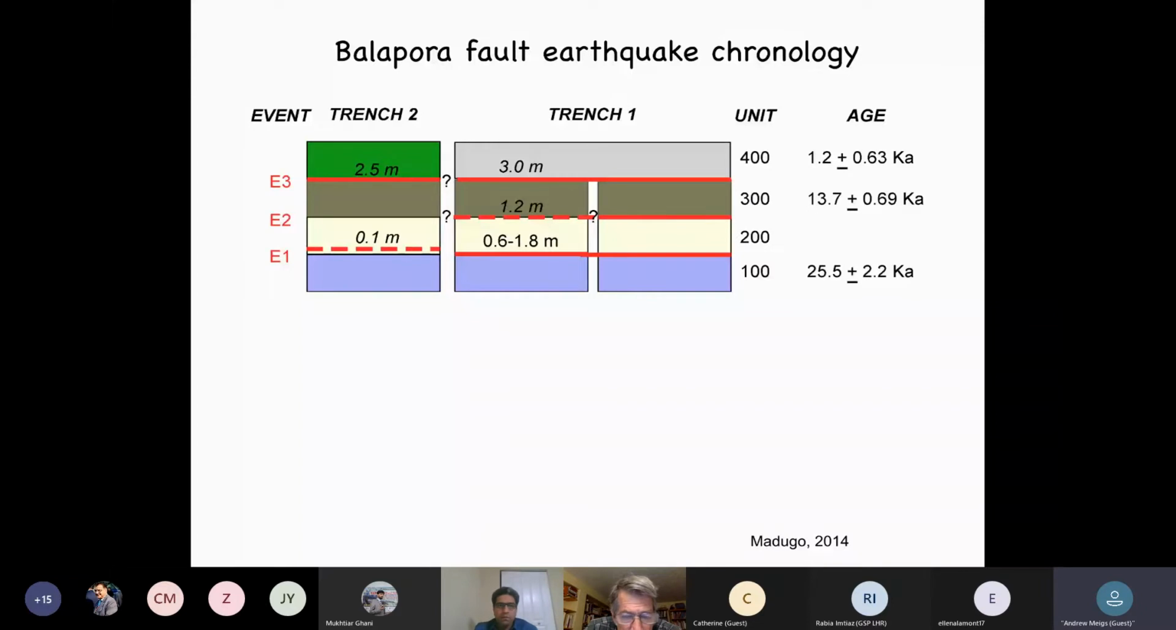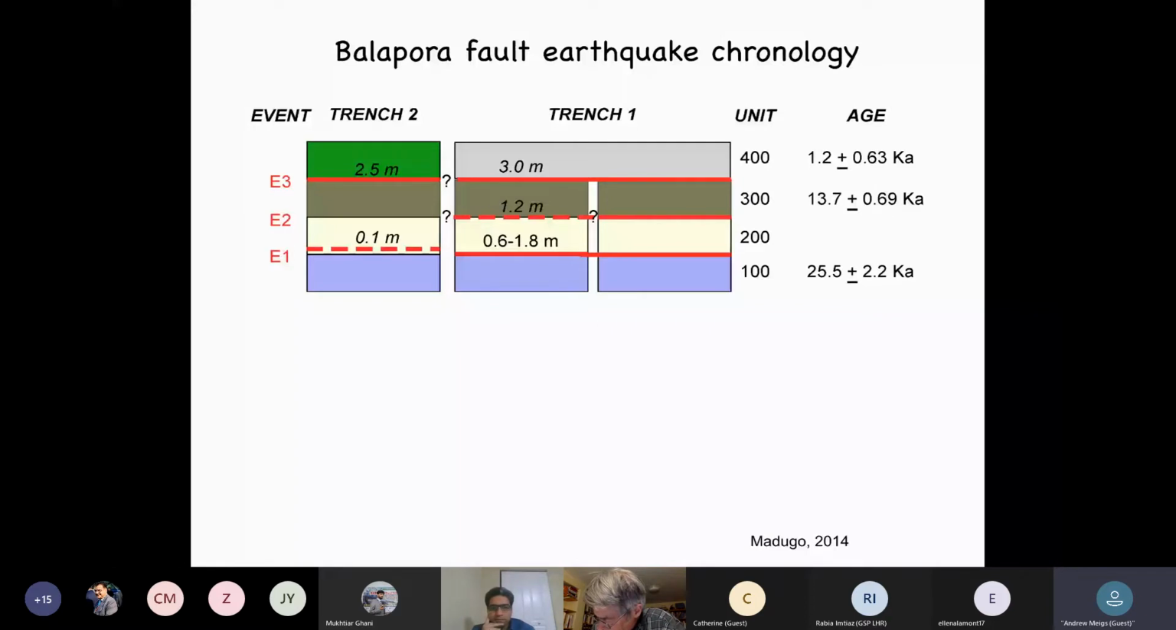This is not a lot of events to make this generalization, but it gives a return period of earthquakes in the Kashmir Basin that are on the order of tens of thousands of years, which equates to a slip rate that is on the order of less than a millimeter per year.